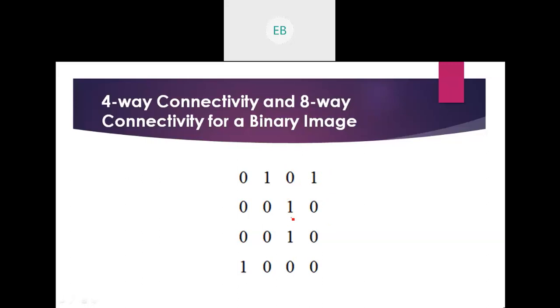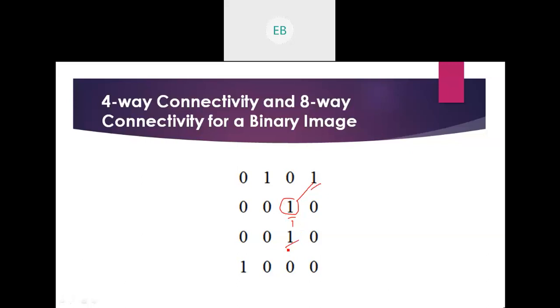No, ma'am. Okay, then fine. So this and this is 8-way connected because this is diagonal. I'm talking about this pixel, okay? So this pixel is 8-way connected, because this is vertically connected and diagonally connected, and the value is also the same, 1 and 1.